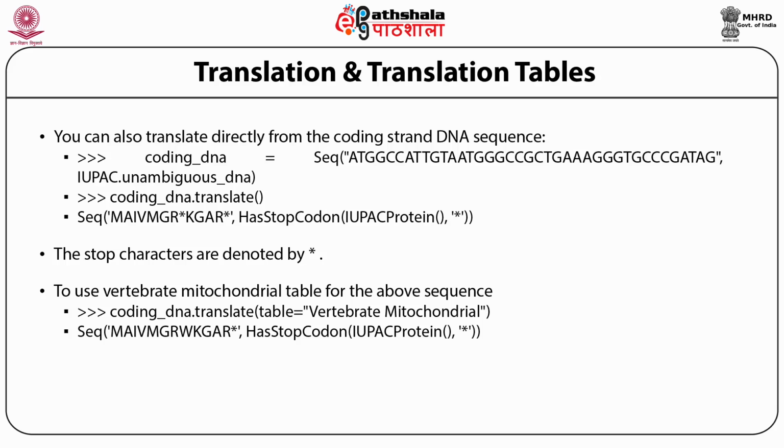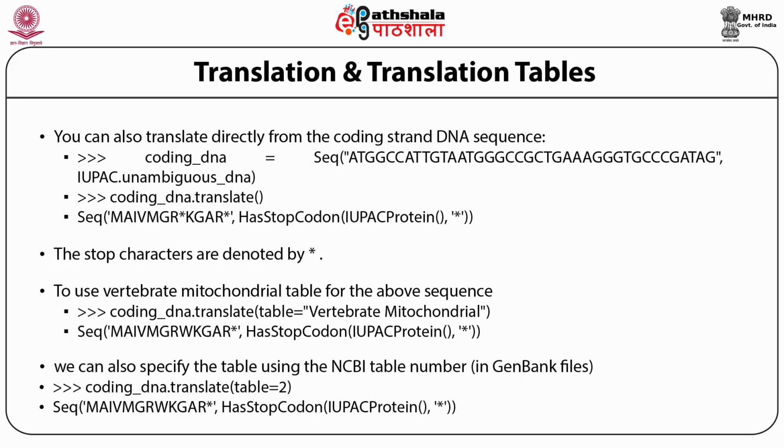It is also possible to specify the codon table in the dot translate method. These different codon tables are given standard numbers in the convention, so this could be obtained from the GenBank file itself. So we say coding_DNA.translate, and then I say table equal to 2, which means that it has to use codon table number 2 for doing the translation. Codon table number 2 is associated with vertebrate mitochondrial codon, so you get the appropriate sequence object with this particular codon table.